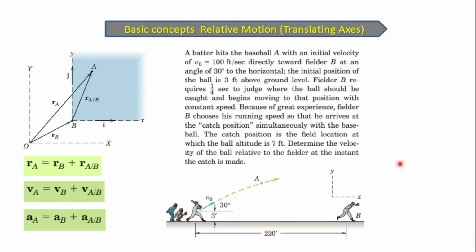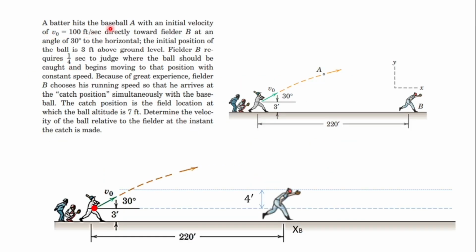Hi guys, in this video we'll see how we can solve a relative velocity problem related to projectile motion. The question is: a batter hits a baseball with an initial velocity v0 of 100 feet per second directly toward fielder B at an angle of 30 degrees to the horizontal. The initial position of the ball is 3 feet above the ground level.